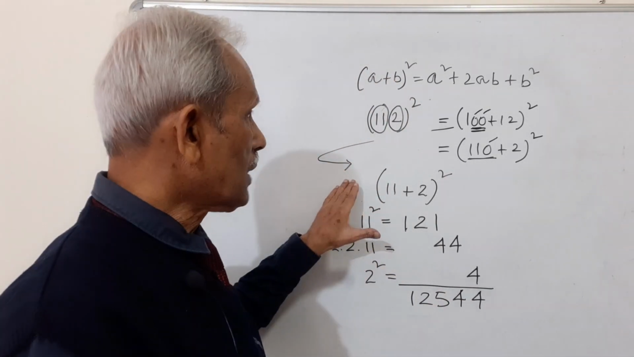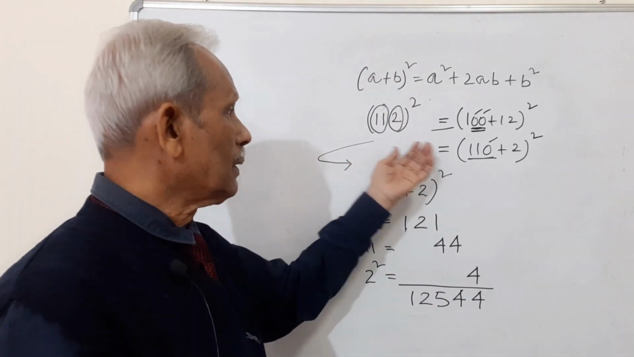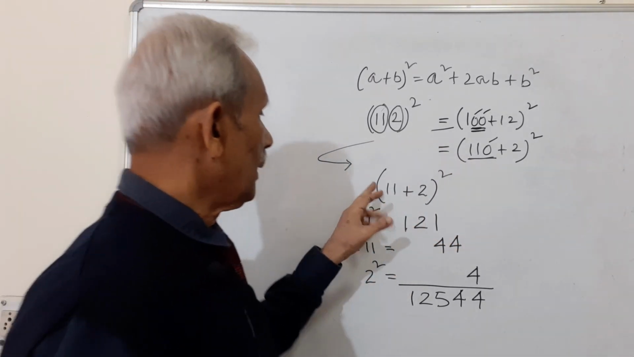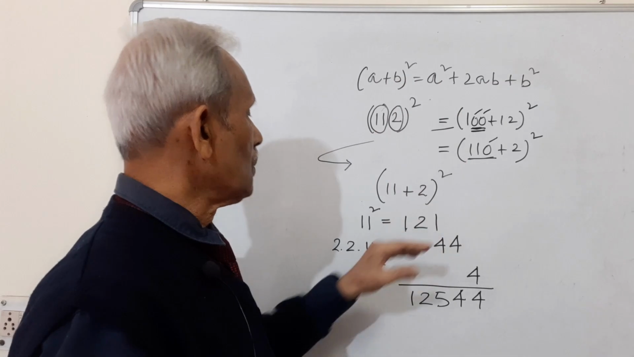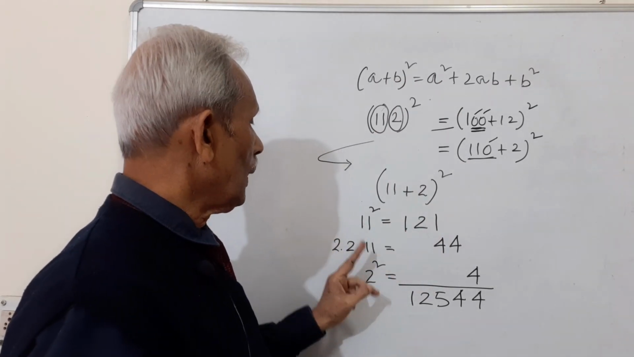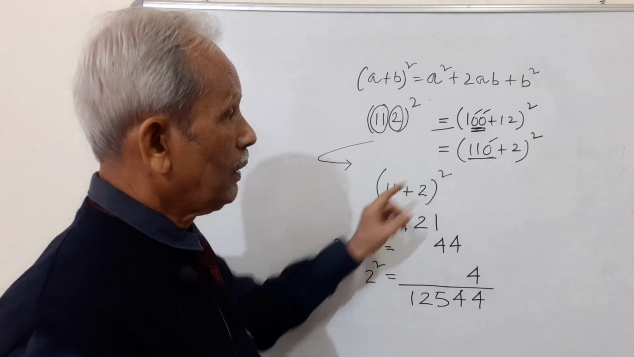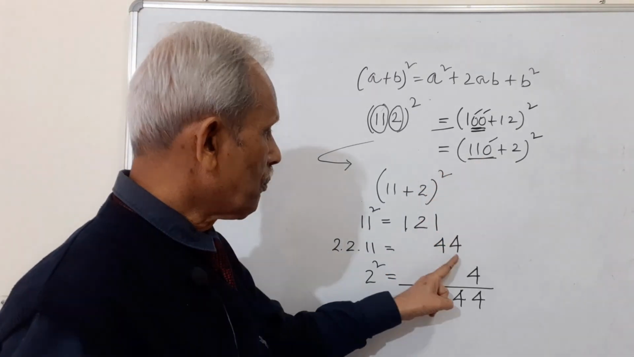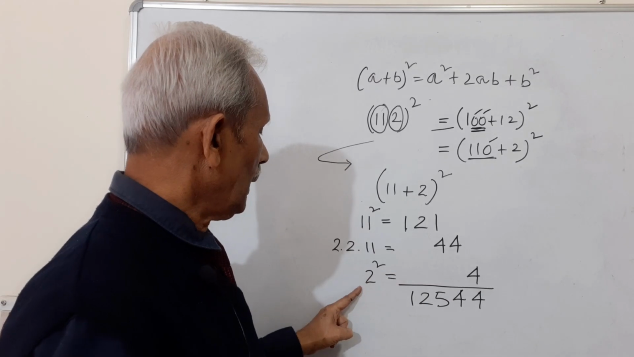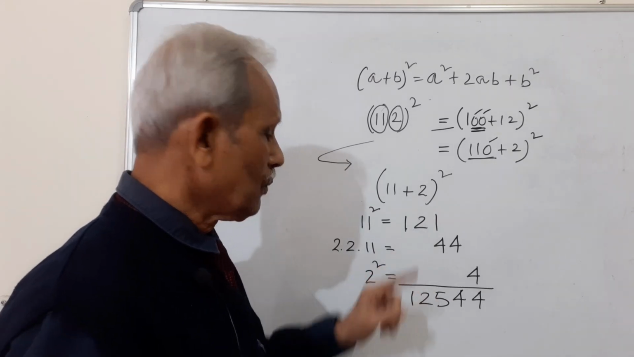So what we have done in this case, we have considered this as 110 plus 2 and then written it as (11 plus 2) whole square, A plus B whole square. 11 square is 121. Then 2AB is 44, but here there is a 10, so you have to shift this answer by one digit. You write 44 like this, then 2 square is equal to 4, answer is 1, 2, 5, 4, 4.